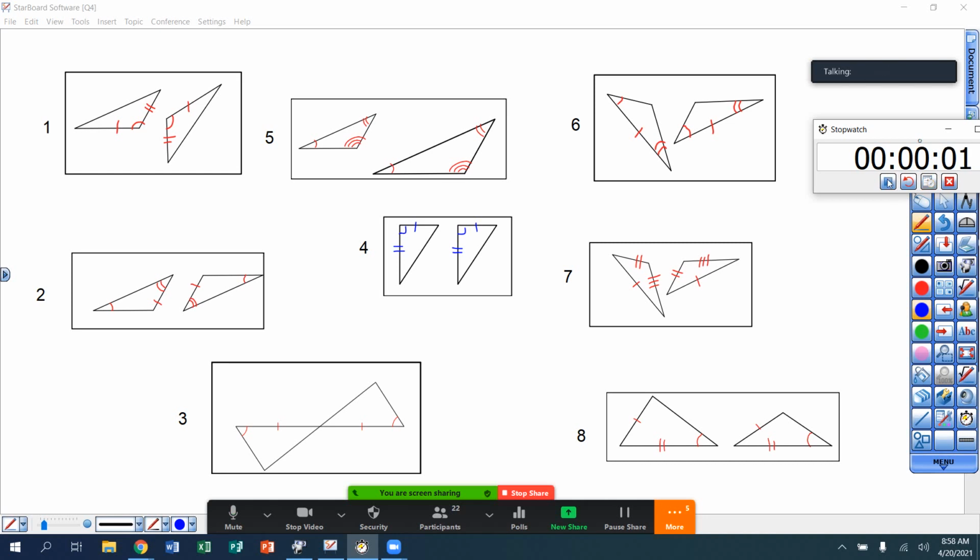Side angle side. Yep. Angle side. Good. Angle side angle. Good job. Angle. Yeah. HL. Yeah. Angle side angle. Good job. SSS. Good. Side angle. Good job. 17 seconds. Good job.